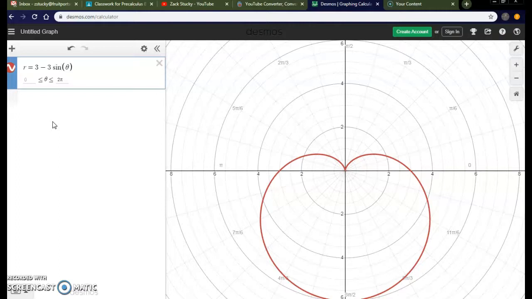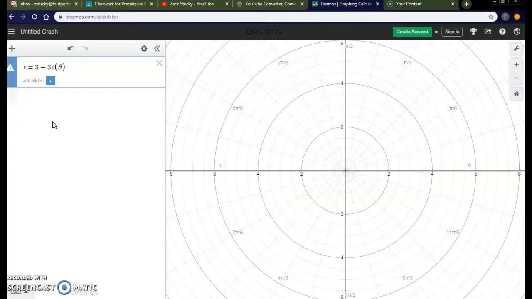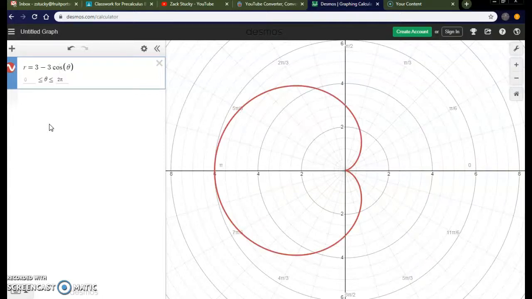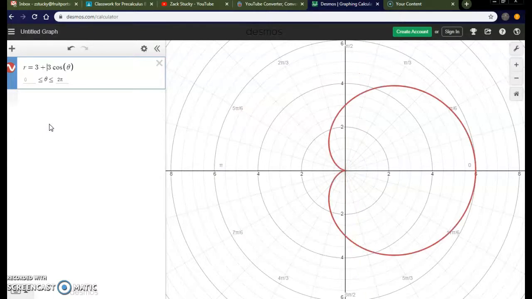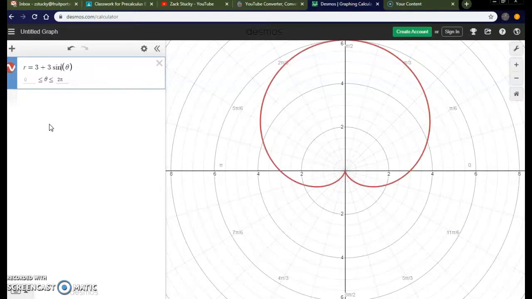Characteristics we already talked about. If that's a sine, it's going to be on the y-axis. Let's change that to a cosine. Notice it's now on the x-axis. Let's change the minus to a plus. Minus to a plus puts it on the x-axis, but the positive side. And now I'll change this to a sine.